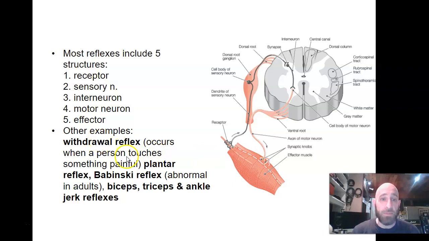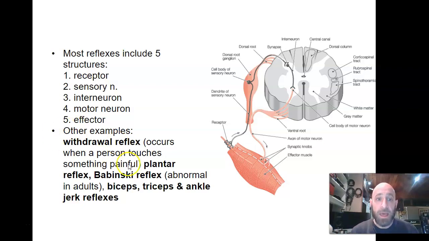So here's some examples of some reflexes that you probably have heard of before. There's the withdrawal reflex. So when you touch something painful, you don't think about it. You automatically pull back. So for example, if I touch something hot, that is going to be the withdrawal reflex. Or if I step on something sharp, you automatically pick your foot up. It's not something you have to process. And the reason why you're able to do that is because of this reflex action. It happens at the spinal cord level. Your brain gets involved a little bit, but your spinal cord is really making it happen quickly and effectively to keep you safe.